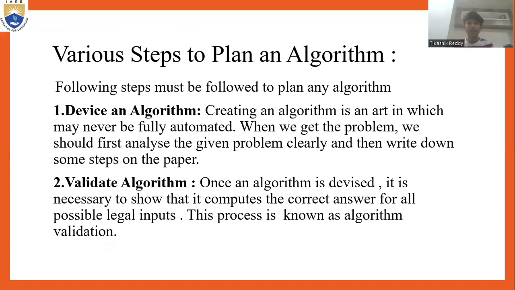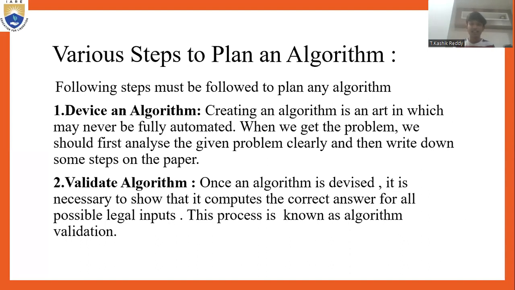Next, various steps to plan an algorithm. There are various steps in how an algorithm is planned or designed: devise an algorithm, validate the algorithm. Sorry, it's not device, it's design or devise an algorithm, and validate the algorithm. Let's look at devising or designing an algorithm. Creating an algorithm is an art which may never be fully automated. When we get a problem, we should first analyze the given problem clearly. If you get any problem about a program, you first analyze it, then write down some steps on paper.